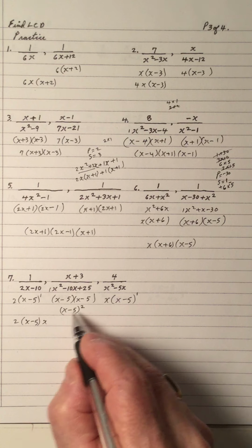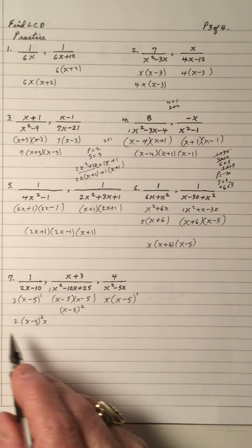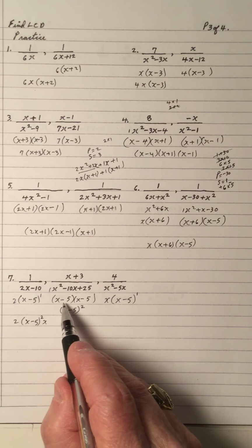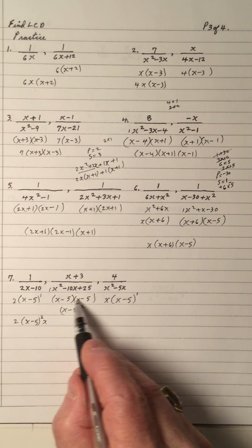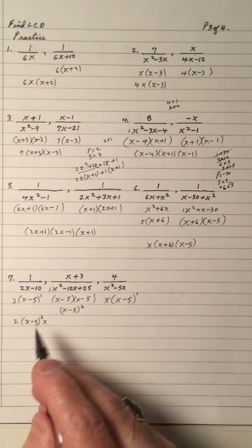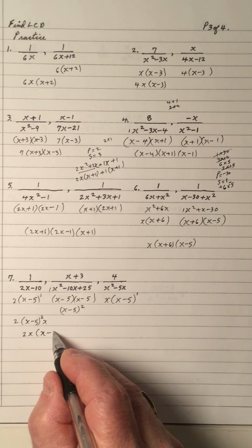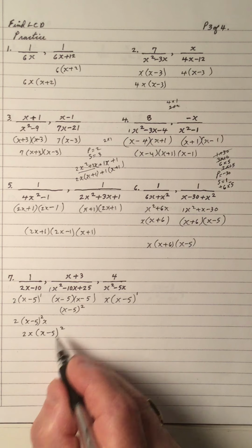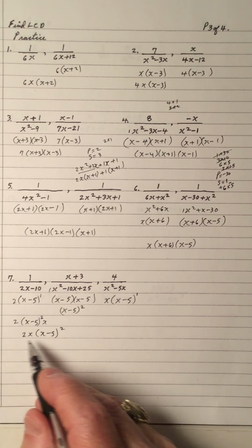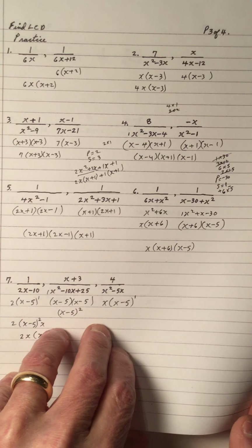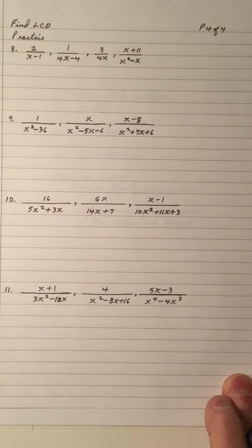Because that's squared, and I have to put a square. What makes sense is that there's only one x minus 5 here and here, but there's two of them here. So the two of these got to be in the LCD. So to tidy it up, I have to have a 2 times x minus 5 squared, because the monomials got to go in. I put the monomials in the front all the time. And let's see what's on the next page.